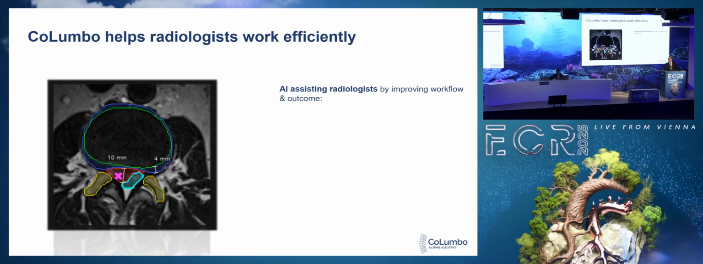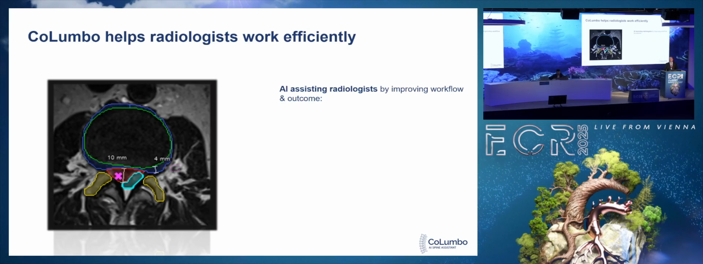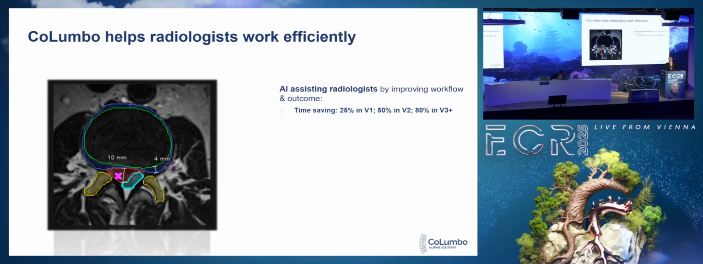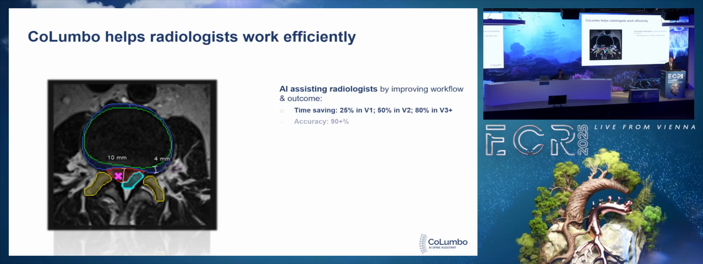So Columbo is an AI assistant that works on your axial and sagittal T2 weighted images mainly, and it tries to improve your workflow as a radiologist. We are at version 2 nowadays. It presents a time saving, and it depends of course on which radiologist you're looking at, but a time saving of around 50% in making your reports of lumbar spines.